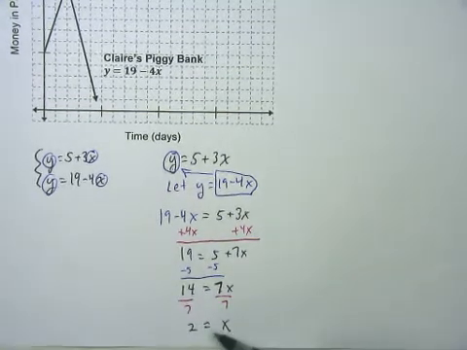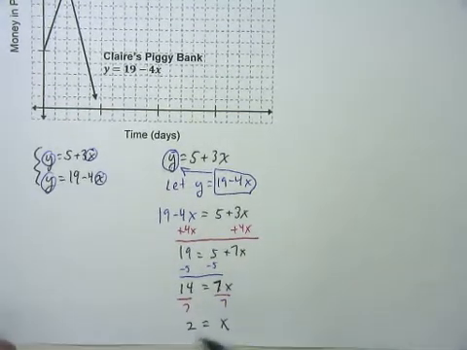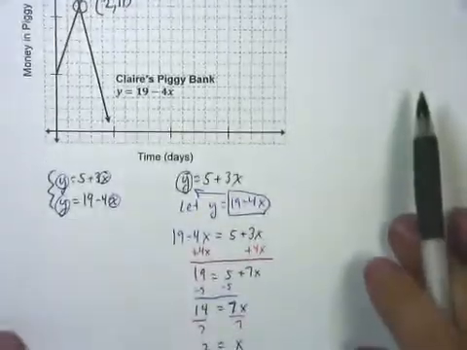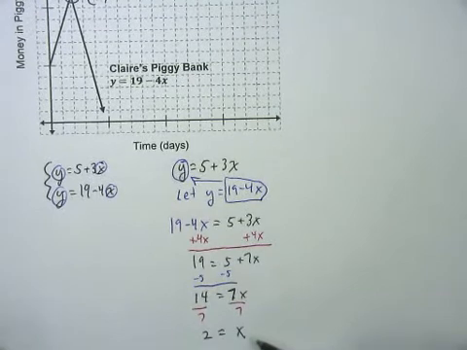Right? And what did that show me? So we've solved for x, which is 2. And notice that's the same 2 that we had up here. Right? So what is that telling me? That's telling me that they're going to have the same amount of money on day 2.